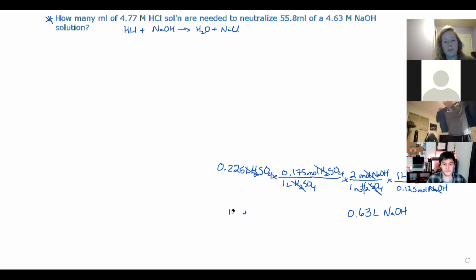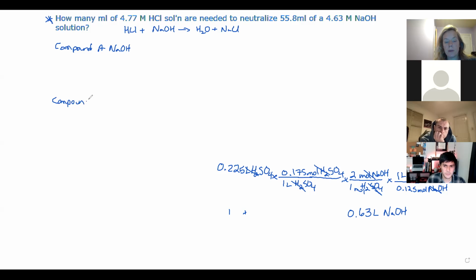Okay, so right now, initially, all I want you to do really is just organize your information. So we're trying to figure out what our compound A is and what our compound B is. Compound A is going to be the thing we have two pieces of information on. So in this case, the NaOH is acting as our compound A. Compound B is whatever we're going to be trying to work towards. In this case, it's going to be the hydrochloric acid, the HCl.